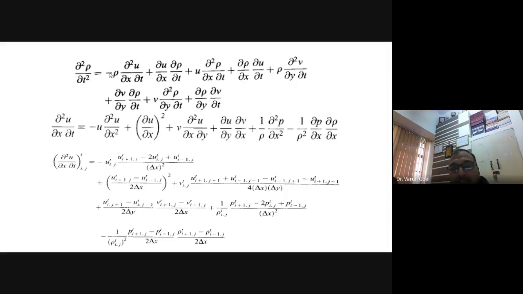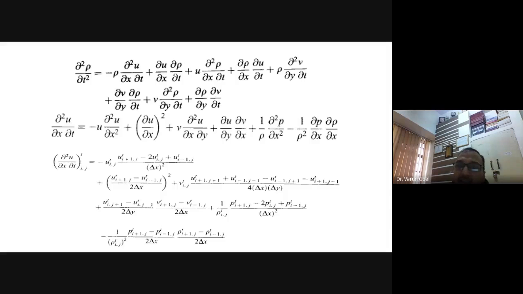Now you can say minus rho del square rho by del x del t plus del rho by del x del u by del t plus rho del square v by del y del t del v by del y del rho by del t plus v del square rho by del y del t plus del rho by del y and del v by del t.